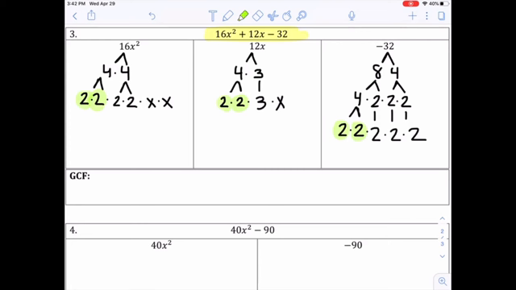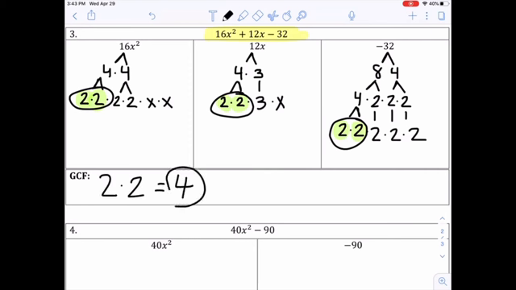And lastly is our variable. So our first term has 2 x's, second one has 1x, and the last one has 0 x's. So can we take out a variable? Nope. So those are just going to stay there. So we're going to be taking out 2 times 2 for each one, and we know that 2 times 2 gives us 4. 4 is our GCF.